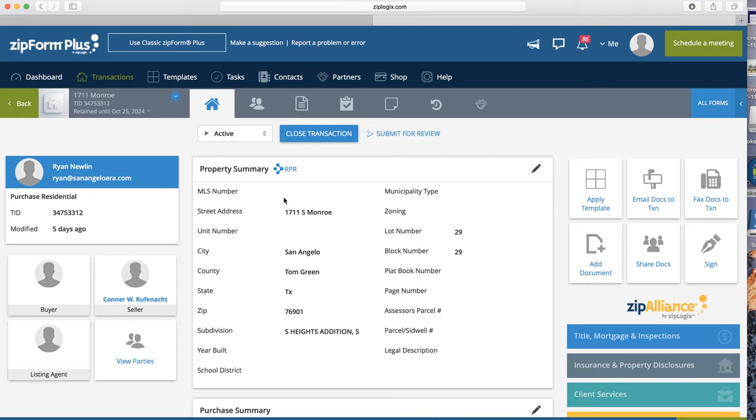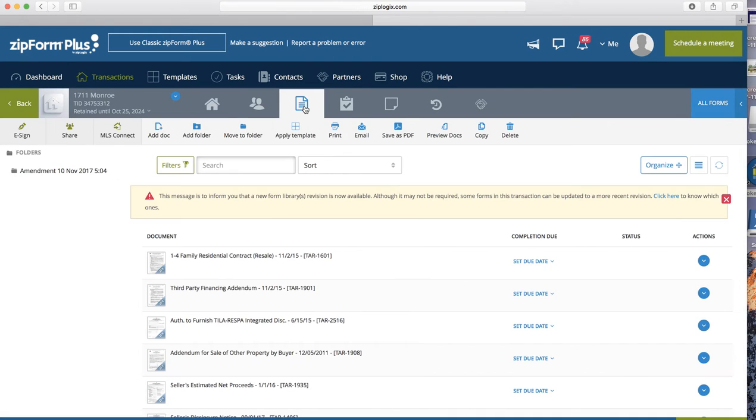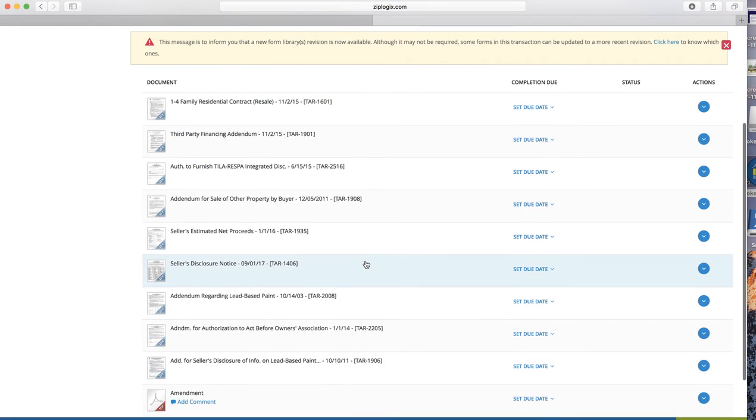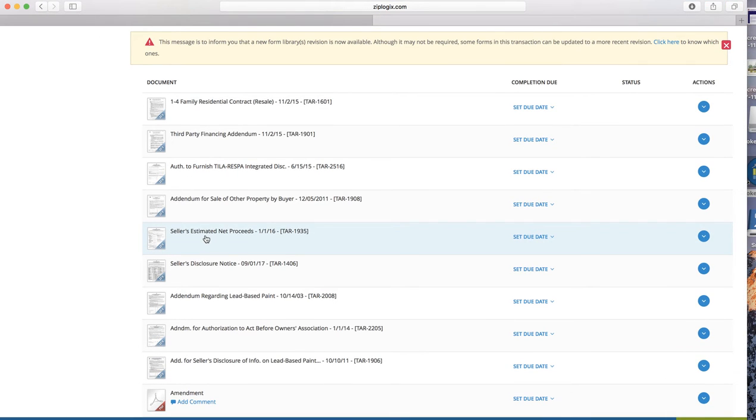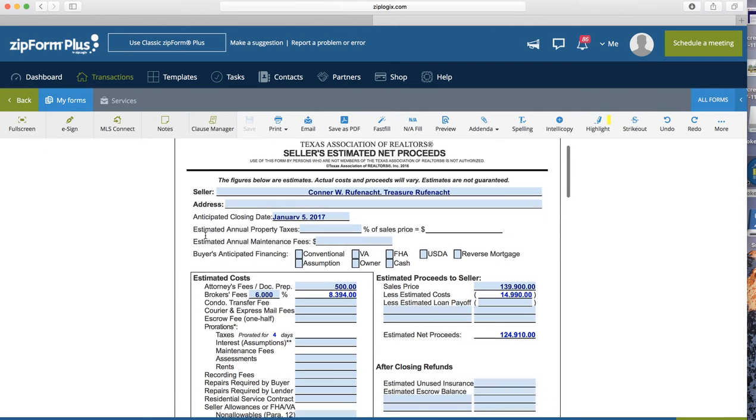That's the first thing you got to do. In my listing template, I've got net sheet in there, so it always populates. So if I go to documents, that form is going to be in there. There it is, seller's estimated net proceeds. It's TAR 1935. So this form will load.